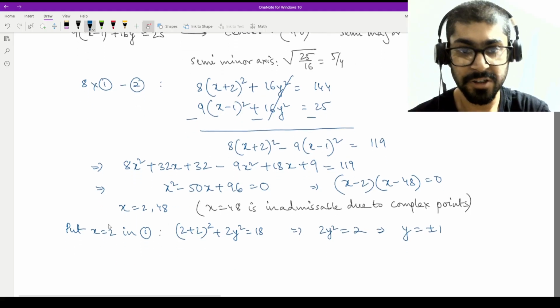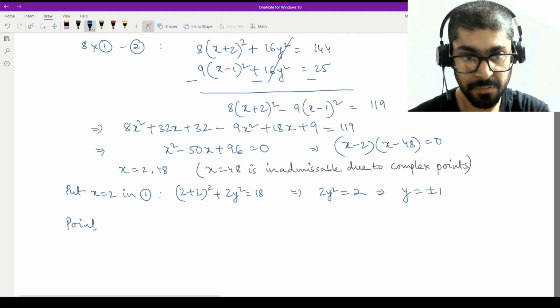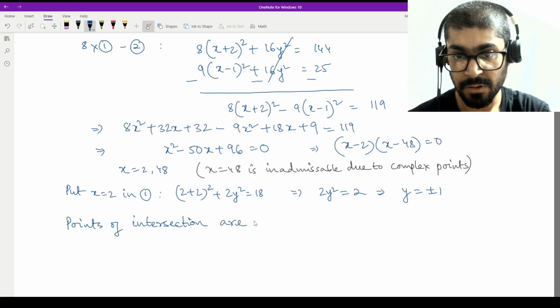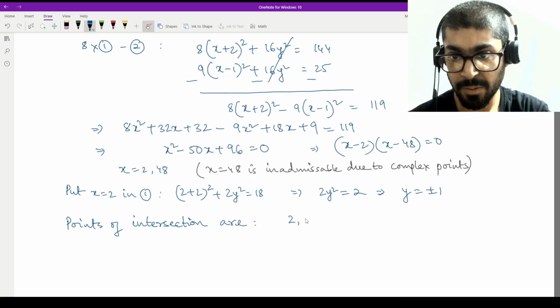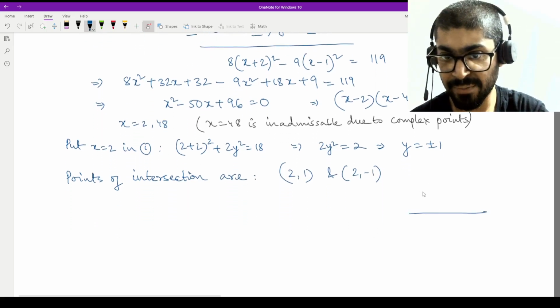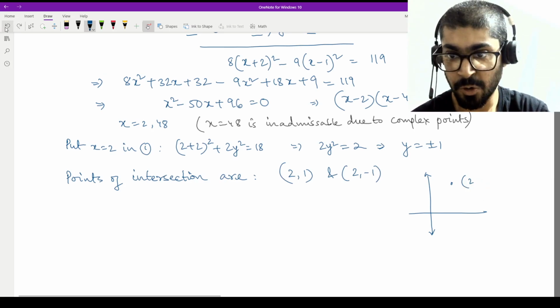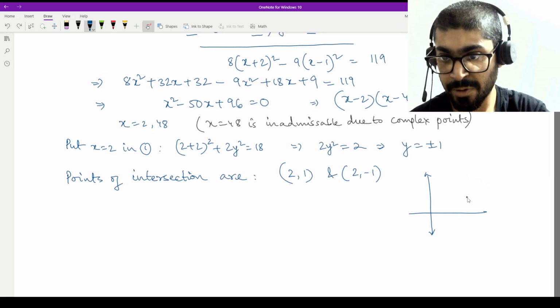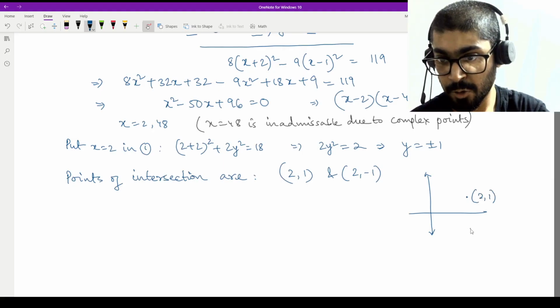So that means points of intersection are (2, 1) and (2, -1). Okay, so if I draw them above the x-axis, I'm not drawing the ellipses, but the points of intersection will be (2, 1). Okay, this looks more like (1, 2). So (2, 1) and (2, -1).